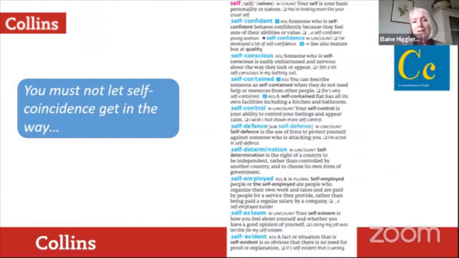What about this one? What does the student do? You underline self-coincidence and they go and look in the dictionary. How does the dictionary tell them that self-coincidence is wrong? And here is the dictionary entry that they're looking at. They've opened it up. They're looking at this list of entries. How do they know by looking at this dictionary page that self-coincidence must be wrong?